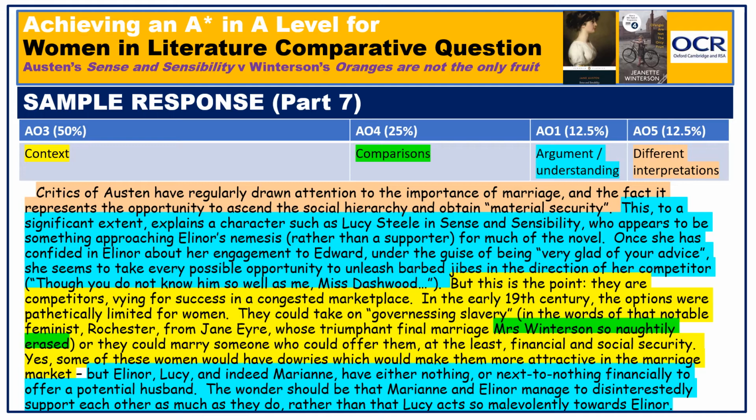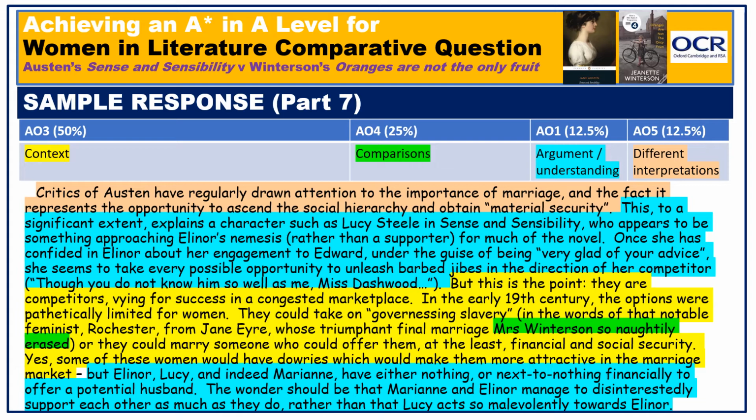In the early 19th century, the options were pathetically limited for women. They could take on governessing, slavery, in the words of that notable feminist Rochester from Jane Eyre, whose triumphant final marriage Mrs. Winterson so naughtily erased. Or they could marry someone who could offer them, at the least, financial and social security.